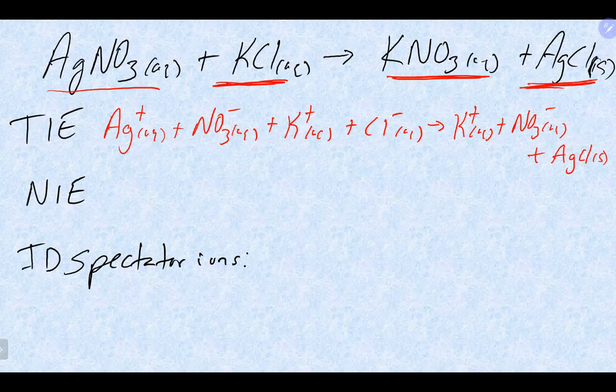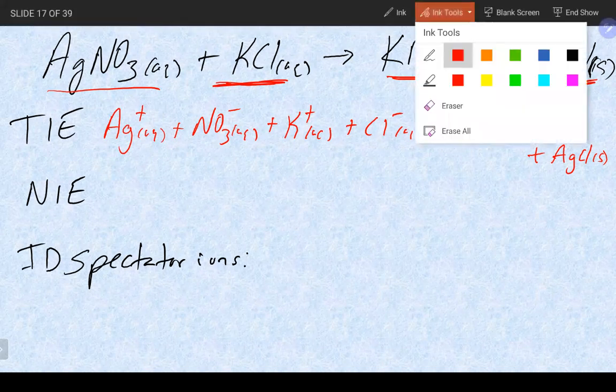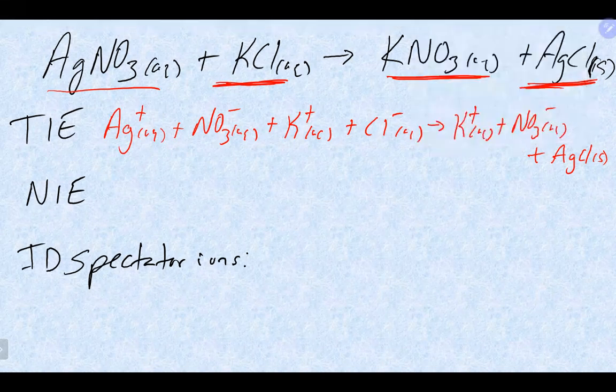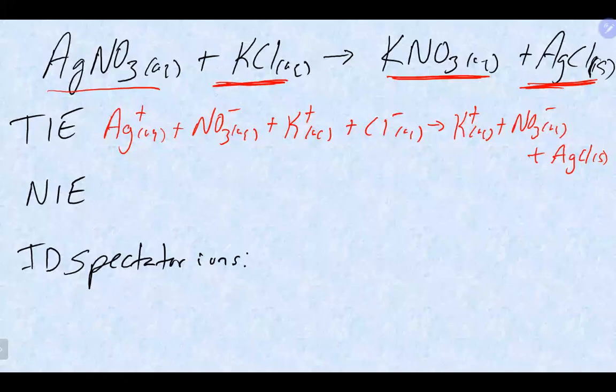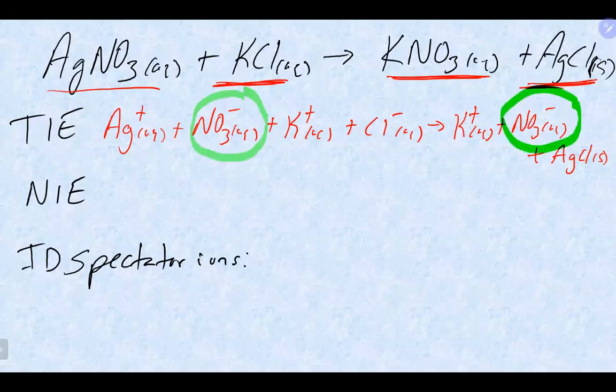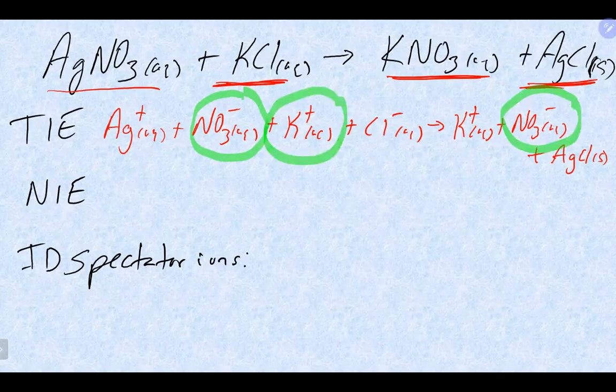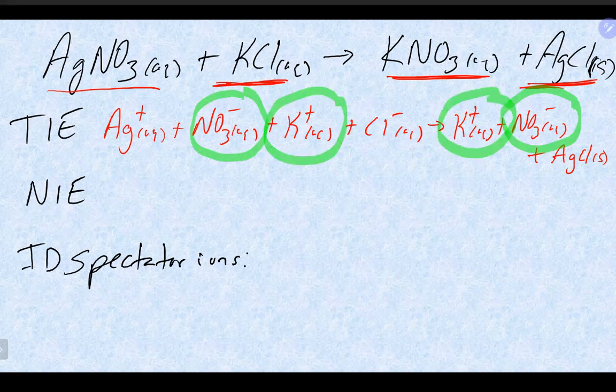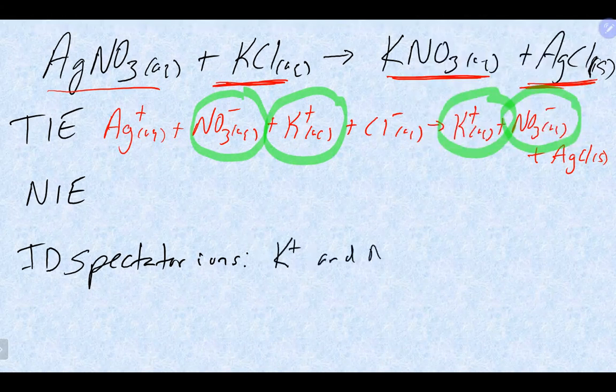From this equation, we can find our spectator ions. In this case, what are the spectator ions? It is nitrate, which looks the same on both sides. And it is the potassium, which looks the same on both sides. So those two right there would be our spectator ions, our potassium ion and our nitrate ion. Any questions on that?